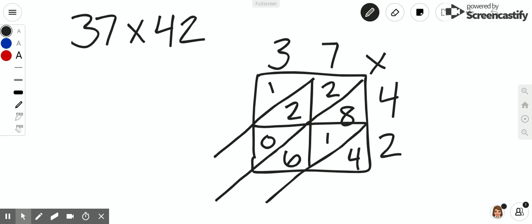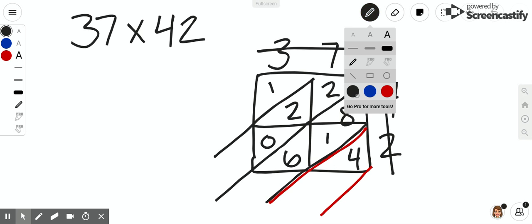The next step is to cross out. We are done using those numbers, and if we cross them out, then we won't get confused in the next step. The next and final step is to add our diagonals in order to get our final product. So the diagonals start at the bottom here, which is our ones place. So we're going to add what's inside those red lines, which for this one, it's just 4.